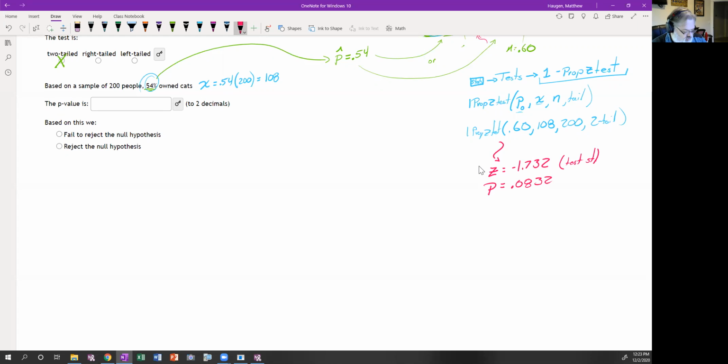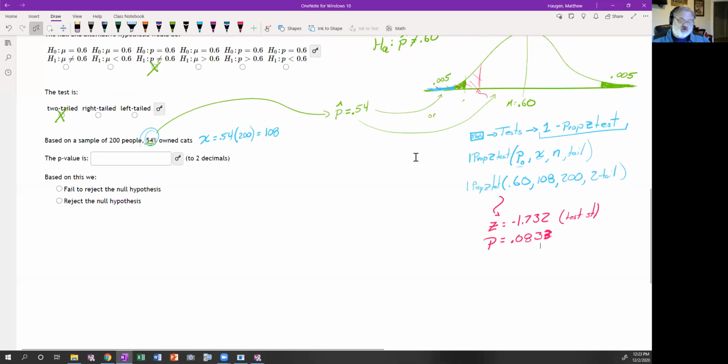0.0832, and so on, 326. So how about 0.0833? And it tells you the sample proportion, 0.54, and sample size again, for some reason. But those are usually the two that we want. In this particular question, we're asked for the p-value, so that's our p-value.